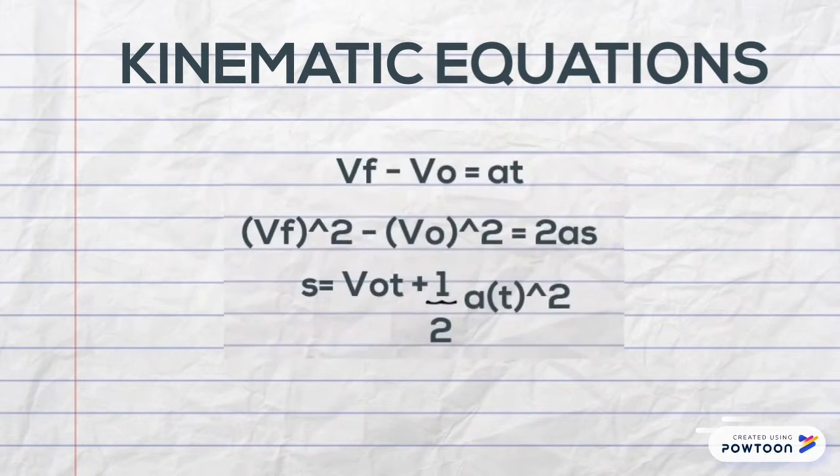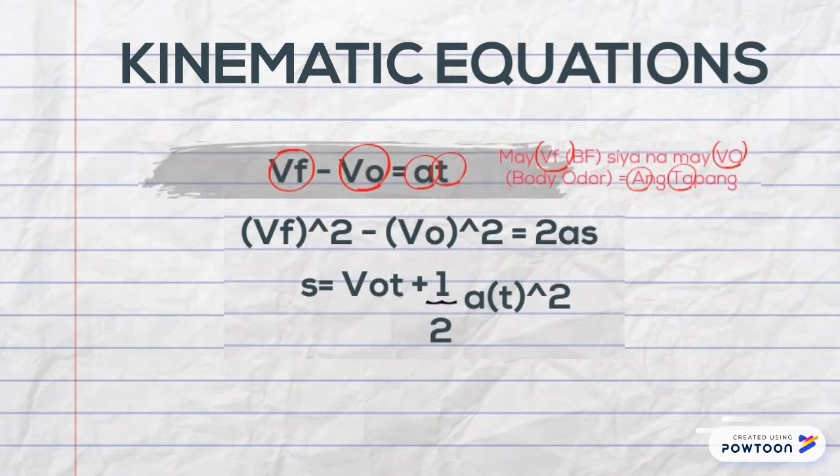The last three formulas are the main formulas. So for V sub F minus V sub O equals A times T, the mnemonic for this is "may BF siya na may VO ang tapak."